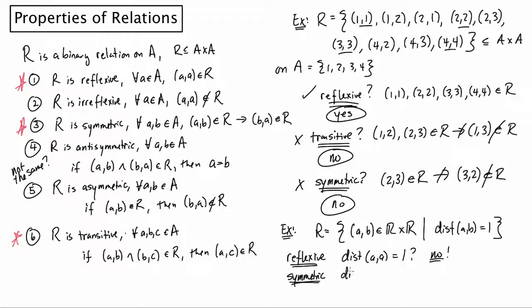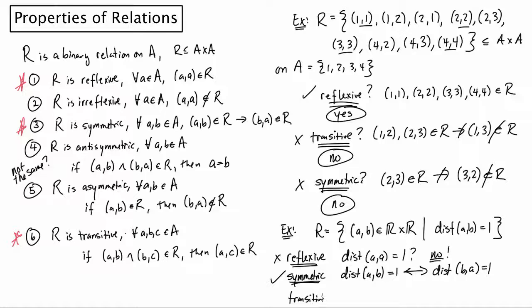Symmetric would imply that the distance from A to B equals 1 if and only if the distance from B to A equals 1. And that's a good assumption. If we know that the distance between the points A and B is 1, then it doesn't matter if it's A to B or B to A, the distance is still 1. So this is true. It is symmetric.